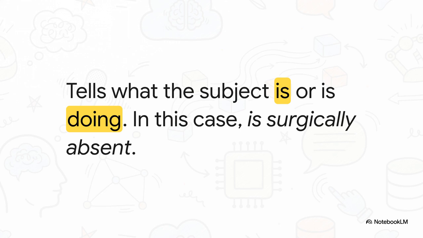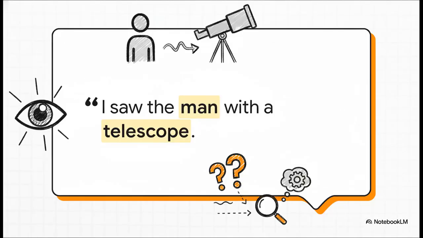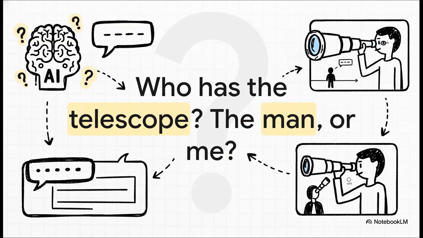But grammar isn't always this simple. Have a look at this sentence. "I saw the man with a telescope." Grammatically, it's totally fine. Checks all the boxes. But it has a hidden problem, a really common problem called ambiguity. And this is the issue. The rules of grammar allow for two completely different meanings here.